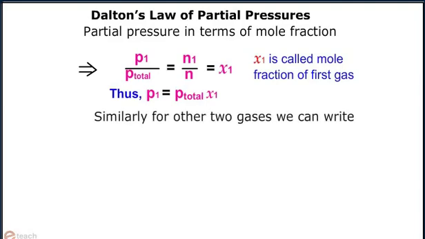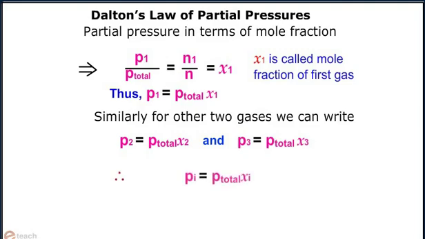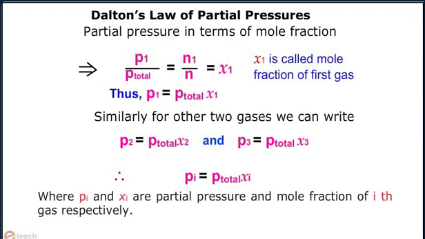Thus, P1 equals P total into x1. Similarly, for the other two gases, we can write P2 equals P total into x2 and P3 equals P total into x3. Therefore, Pi equals P total into xi, where Pi and xi are the partial pressure and mole fraction of the ith gas respectively.